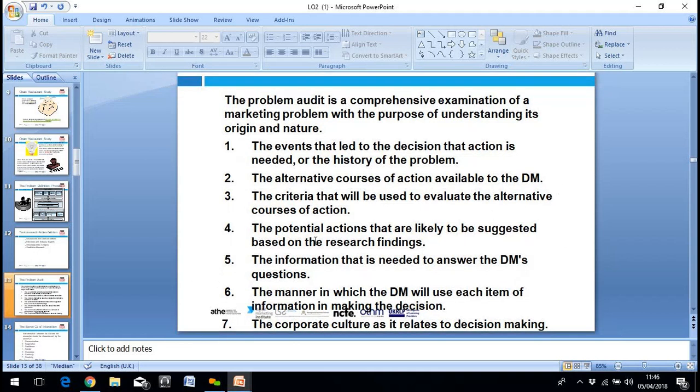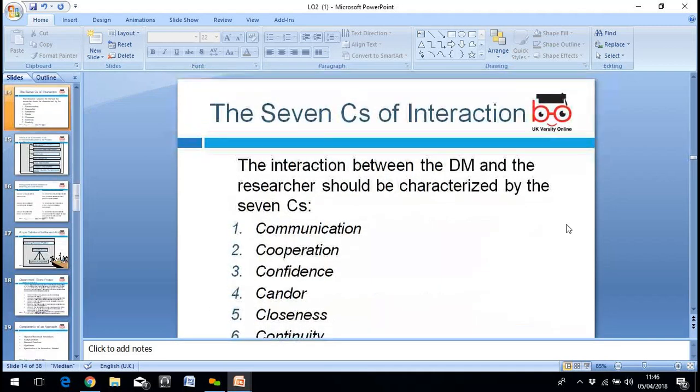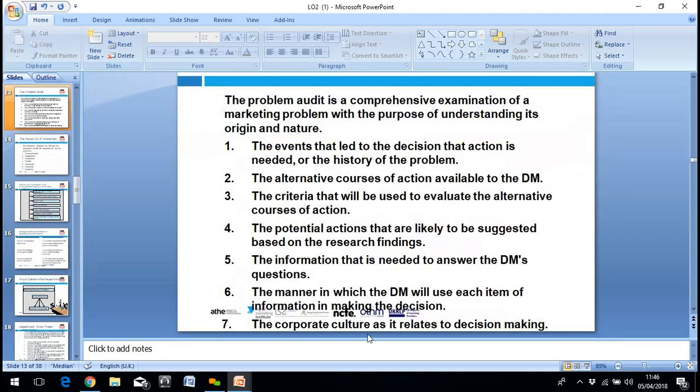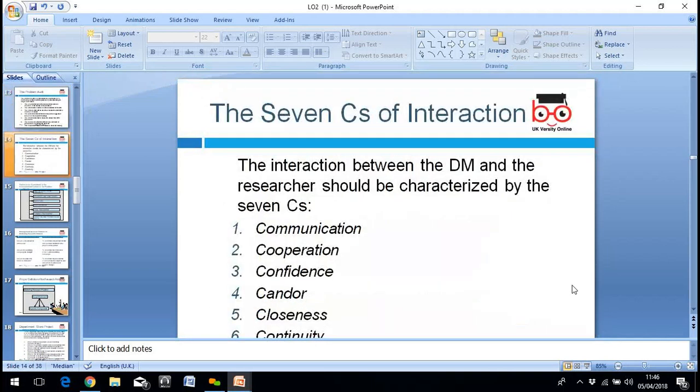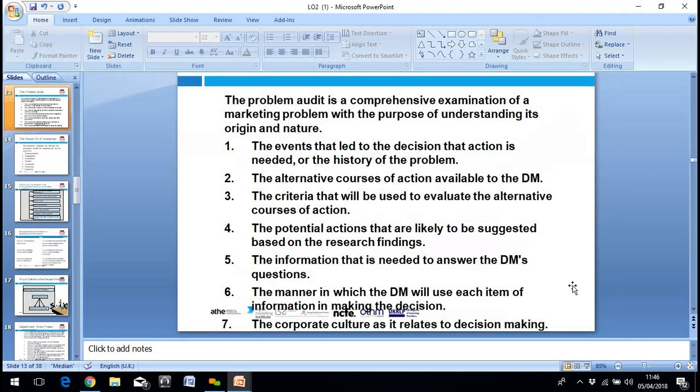And the potential actions have to be suggested really based on the research findings. So the information that is needed to answer his friend's question, and the manner in which his friend will use each of the items or information for making that decision. And again, it's the corporate culture within the company as well, or organisation, that relates to its decision making.